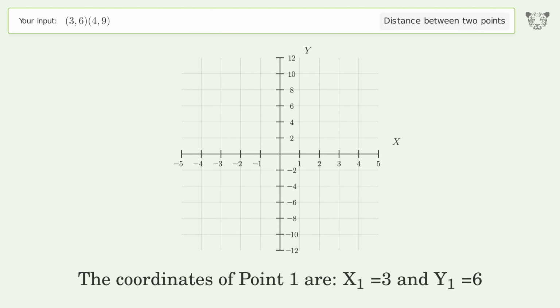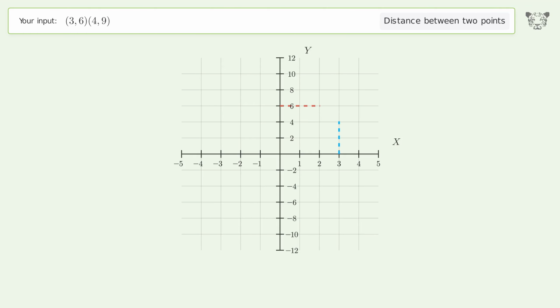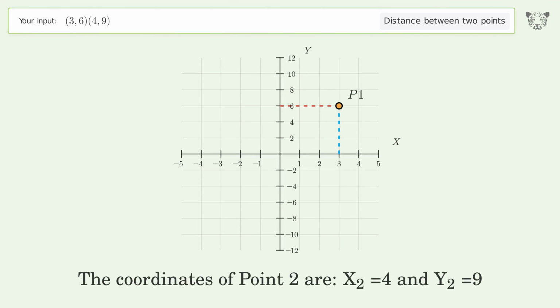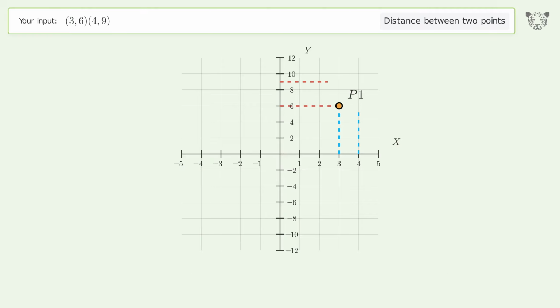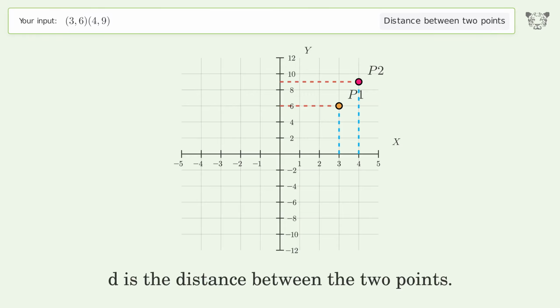The coordinates of point 1 are x1 equals 3 and y1 equals 6. The coordinates of point 2 are x2 equals 4 and y2 equals 9. D is the distance between the 2 points.